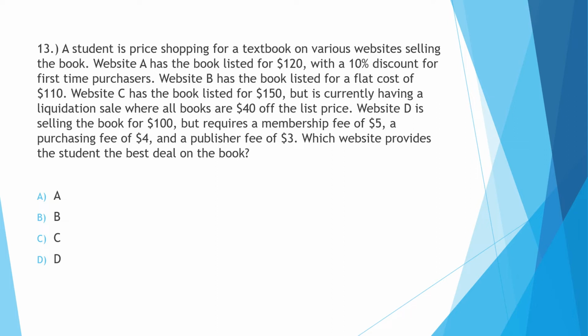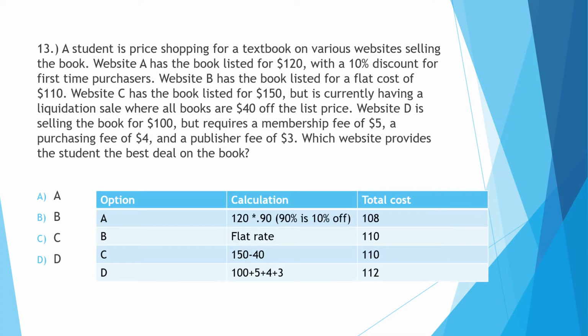A question like this, you're going to want to calculate the total cost for each one of these websites, and then make a quick comparison for whichever one is the cheapest. There are no real shortcuts to eliminate any of our calculations, so our goal is to just do them in an organized fashion and as quickly as possible. We can see that in option A, 120 times 0.9, which is 90% or 10% off of a value, is equal to 108, while B, C, and D are all more than that. Therefore, the correct answer is option A.